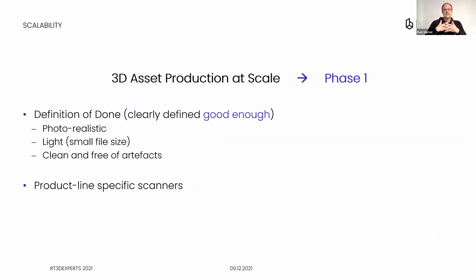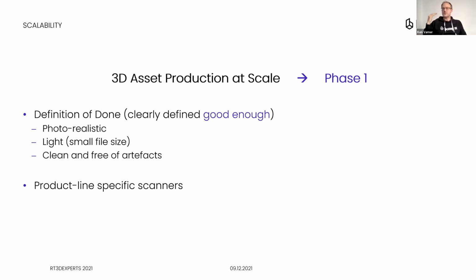So, 3D asset production at scale. Let's talk about the first phase of this. I think it's really a lot about a definition of done. What I mean by that is, especially speaking with clients, these apps and applications, what exactly do they truly need? Filtering that out and getting a very clearly defined "good enough" has been a key piece of knowledge when you're speaking to these clients, to understand, well, we only need to do this.